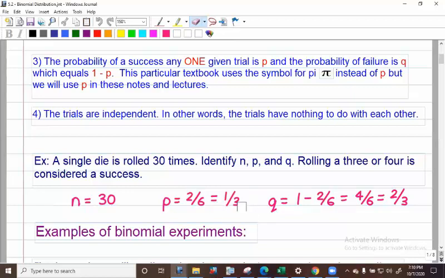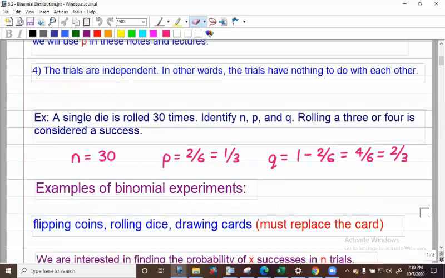And then Q, I don't have to count up all those other numbers, 1, 2, 5, and 6. I know if this one is 2 out of 6, the other one's going to be 4 out of 6, because Q is always calculated as 1 minus P. And then I reduced them to 1/3 and 2/3, which is not mathematically important by any means, but it is a true statement.